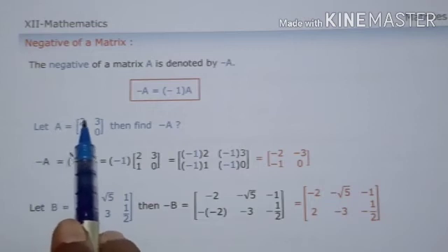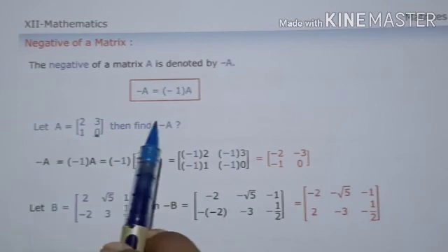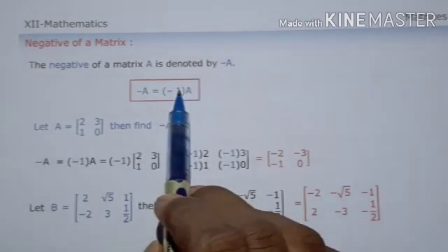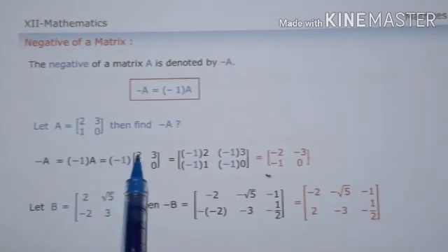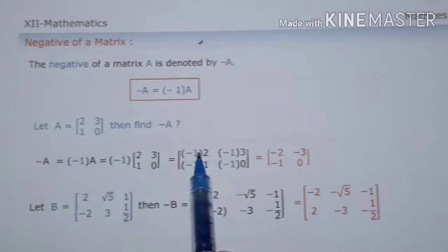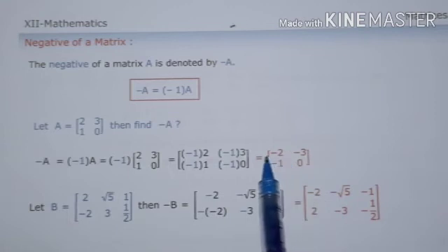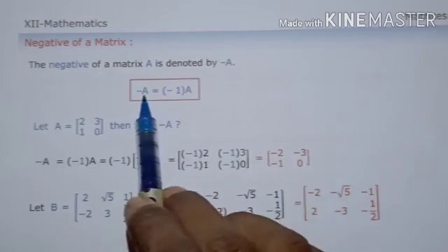Let A be equal to the matrix 2, 3, 1, 0. Then find minus A. So here we have to find minus A. A is given here, so minus A can be written as minus 1 into A. Now minus 1 is a scalar that can be multiplied inside the matrix A with all the elements. Now we will get minus 1 into 2, minus 1 into 3, minus 1 into 1 and minus 1 into 0. So after multiplying, we will get minus 2, minus 3, minus 1, 0. So this is the matrix, the negative of A, that is minus A.